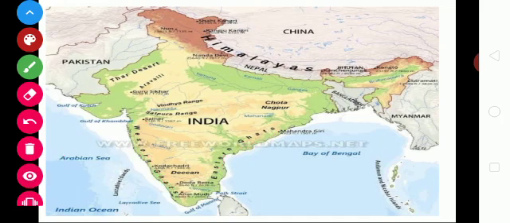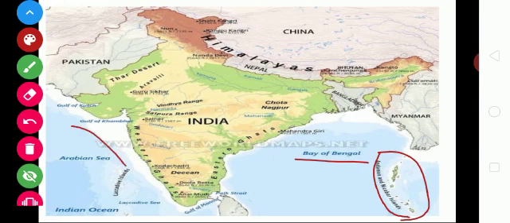And then about the islands. The islands of Andaman and Nicobar lie in the Bay of Bengal. Where is the Bay of Bengal? This one is the Bay of Bengal and the Andaman and Nicobar Islands lie here. And then the Lakshadweep Islands lie in the Arabian Sea. This one is the Arabian Sea and this one is the Lakshadweep Islands. These are a part of India.